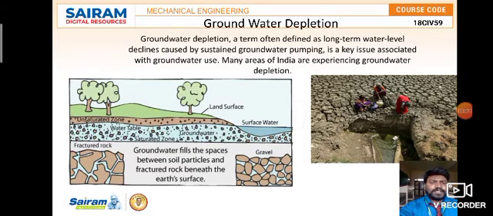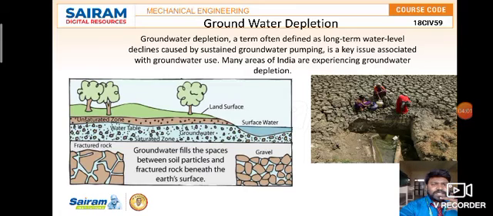In the image, we can see the land surface, and then the next zone is the unsaturated zone, where surface water remains. Below that unsaturated zone there is a saturated zone, where the water table and groundwater are present. In that saturated zone the depletion takes place, and below that you can see different types of rocks, that is fractured rock and gravel.